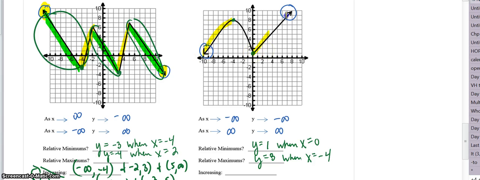There's 2 intervals where it's increasing. So it's increasing from a negative infinity through a negative 4. And then finally it's increasing from 0 to infinity. Okay, and where is it decreasing? Just in this blue section right here, which is from a negative 4 to 0.